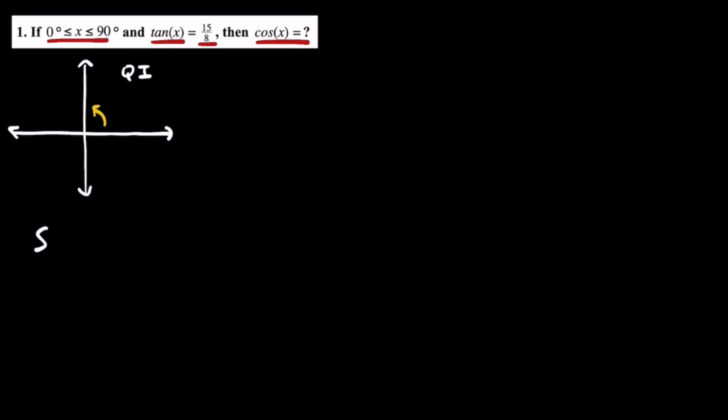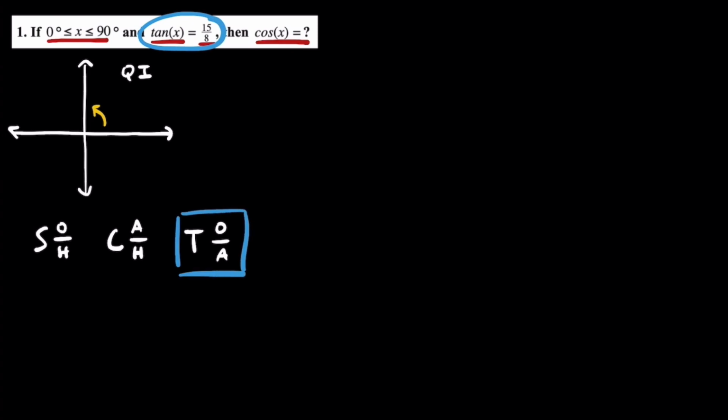Now, another important thing to remember is our good old acronym of SOHCAHTOA. Remember, sine is equal to opposite over hypotenuse, cosine is adjacent over hypotenuse, and tangent is opposite over adjacent. Given that tangent of x is equal to 15 over 8, we can go ahead and use this part of SOHCAHTOA and write the equation that tangent of x degrees, whatever that angle is, is opposite over adjacent, or 15 over 8. This 15 is going to represent our opposite side of angle x, and 8 is going to represent the adjacent side to angle x.